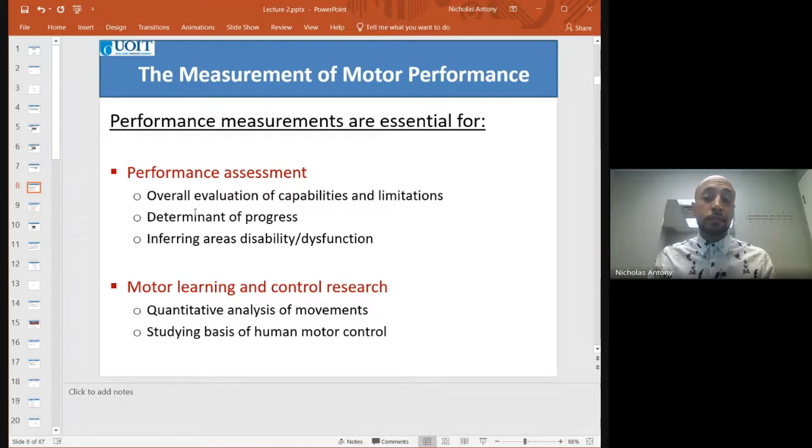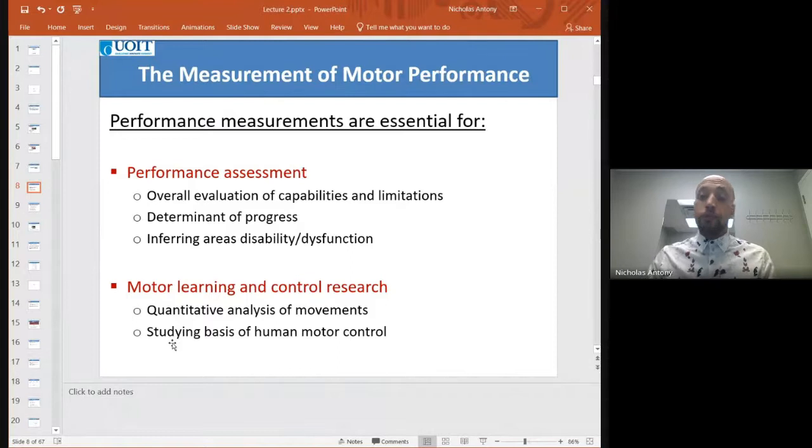Or even with sporting, think about coaches, right? They want to see where their students or their athletes are at, and then it's going to give them an idea of what they should be training. It allows us to measure or determine progress, and then it allows us to also infer areas of dysfunction.